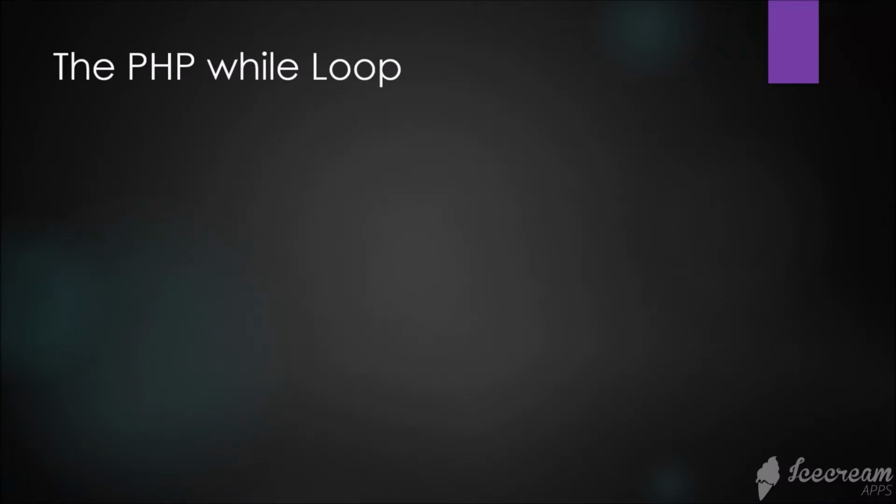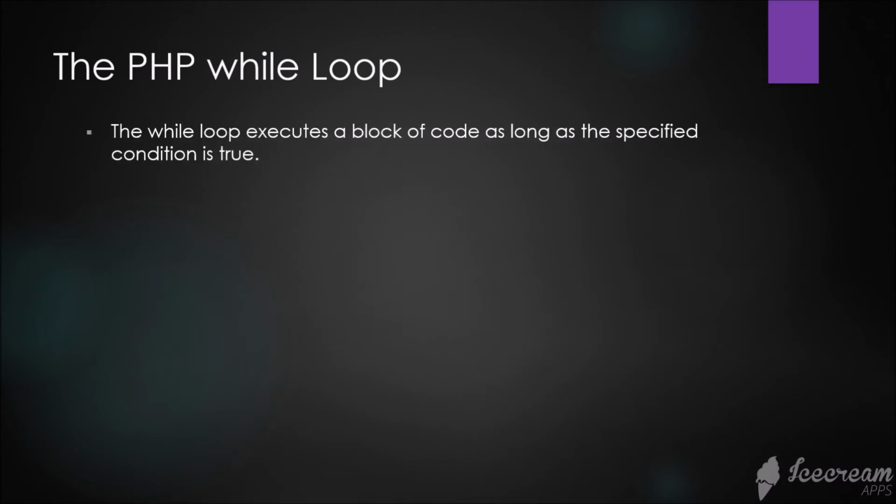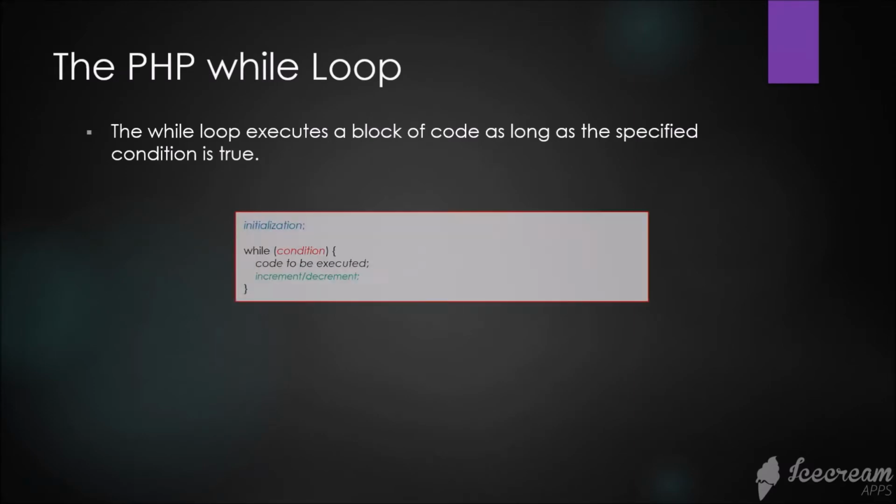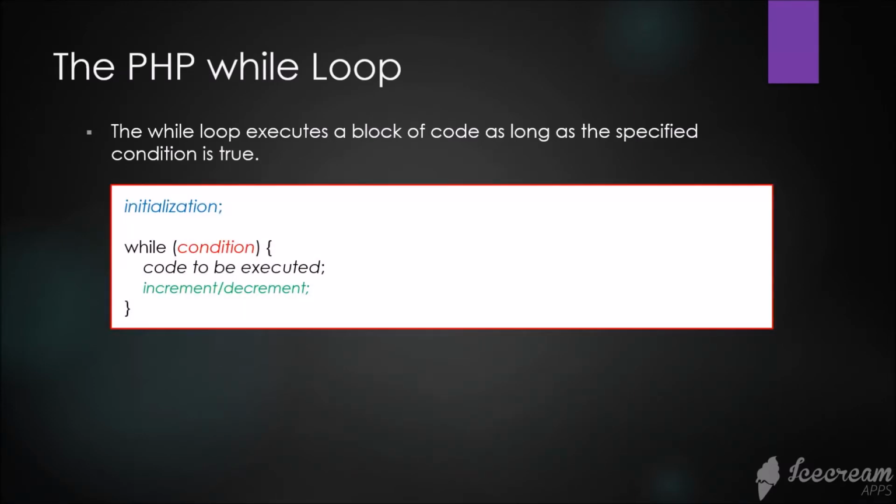Okay, the PHP while loop. The while loop executes a block of code as long as the specified condition is true. So here we have our syntax. First here is the initialization. Then the syntax while with open and close parentheses. Inside the parentheses is our condition. Then the curly brackets, within which we put the executable code. Then we have the increment or decrement. Okay?